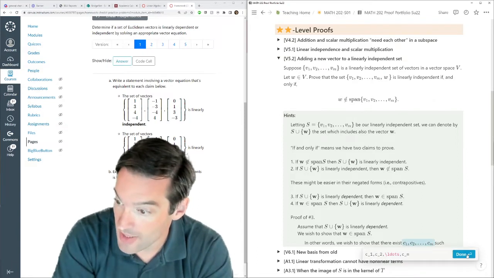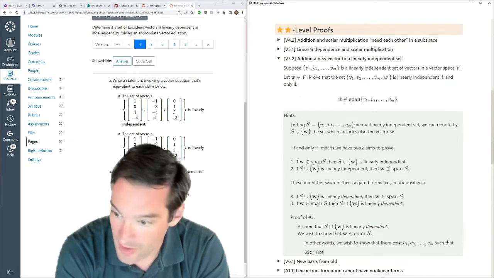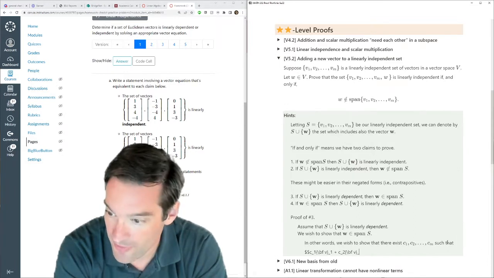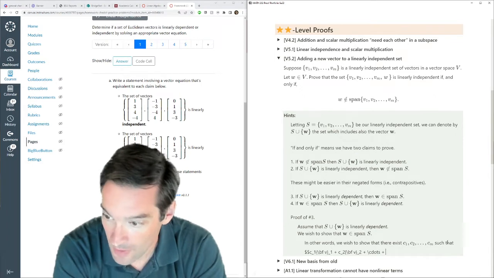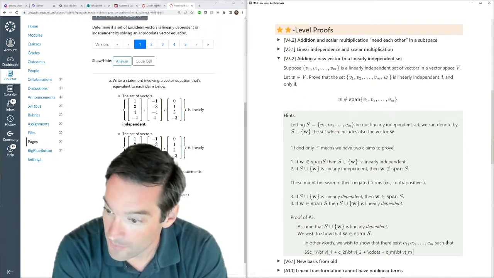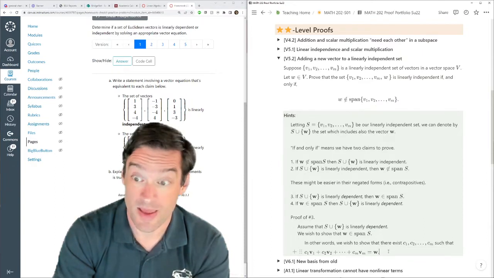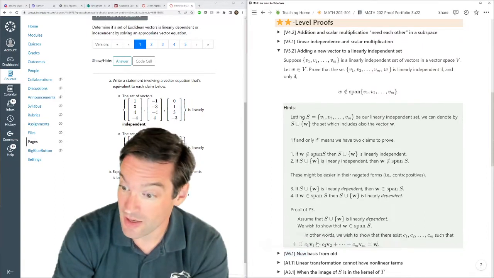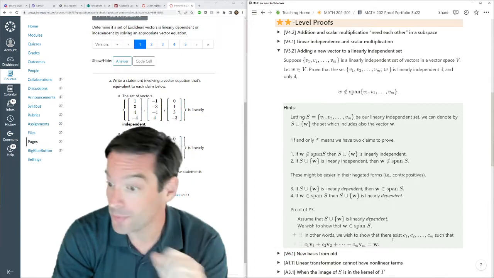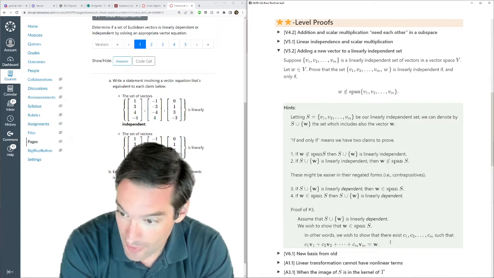So C1 up through Cm. So there are m scalars such that C1 times the first one of my vectors plus C2 times the second one of my vectors plus, and so on, up to Cm times the mth one of my vectors is equal to W. Right? So that's what it means for W to belong to the span of S. And so this is my burden of proof. If I can find constants C1 up through Cm such that this equation is satisfied, then we will be good to go.